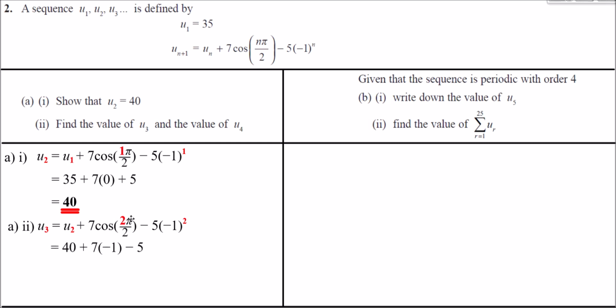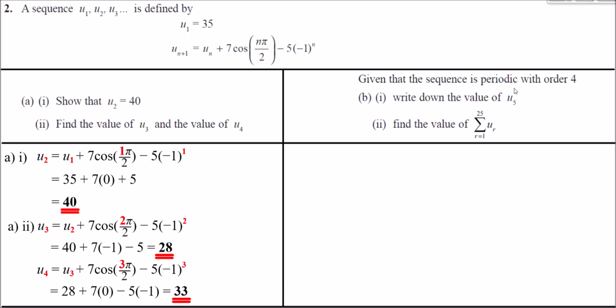Cos of pi is negative 1, so we get 7 times minus 1. Minus 1 squared becomes positive 1, so minus 5 times positive 1 gives us minus 5. So this is going to be 40 minus 7 minus another 5. U3 is therefore 28. U subscript 4, in exactly the same way, will give us this value here, and if you carefully put this in, you should find that U subscript 4 is 33.